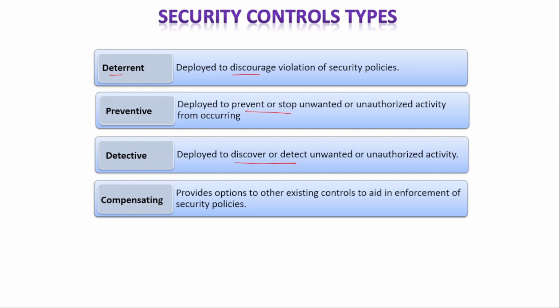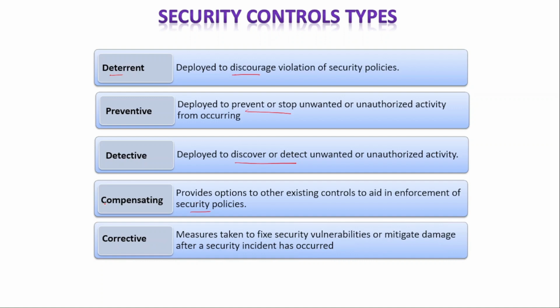And number four is compensating, which provides options to existing controls to aid in enforcement of security policies. And the fifth one is corrective, and these are measures taken to fix security vulnerabilities or mitigate damage after a security incident has occurred. So you can say that the earlier ones are proactive, while the corrective is not proactive because it corrects a vulnerability that has been discovered, or a damage that has occurred due to any incident.